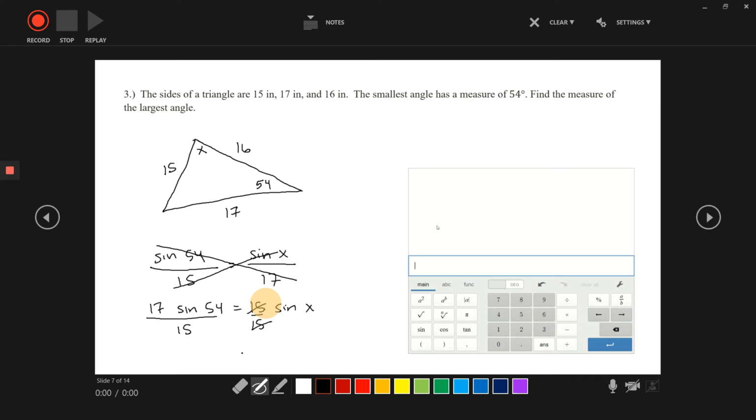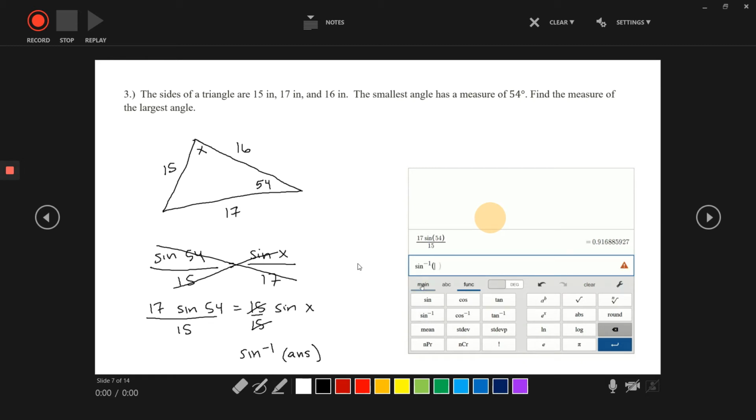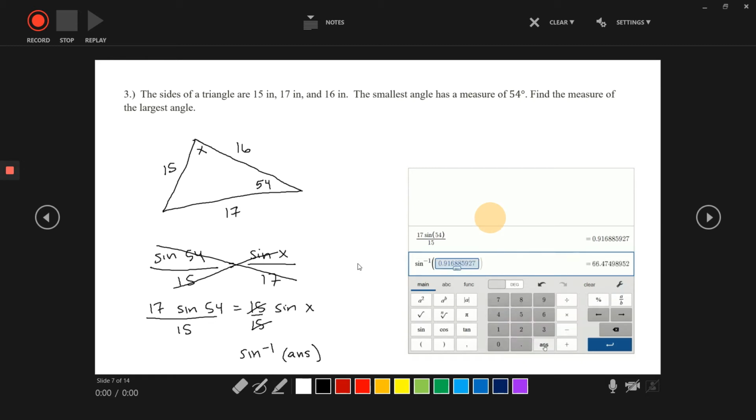And then to get the x out of the sine, again, we're going to have to use the sine inverse of the answer that we get in order to get the angle. So let's do that on the calculator. I'll show you again. I'm going to type 17 sine 54. Remember, degrees mode for all of this. Oops, close the parentheses. Divided by 15. So that's our sine of x. To get x out of the sine, we now need to do the sine inverse in functions, sine inverse, and then just click answer to pop in the answer. And there we see it, 66.5 degrees.